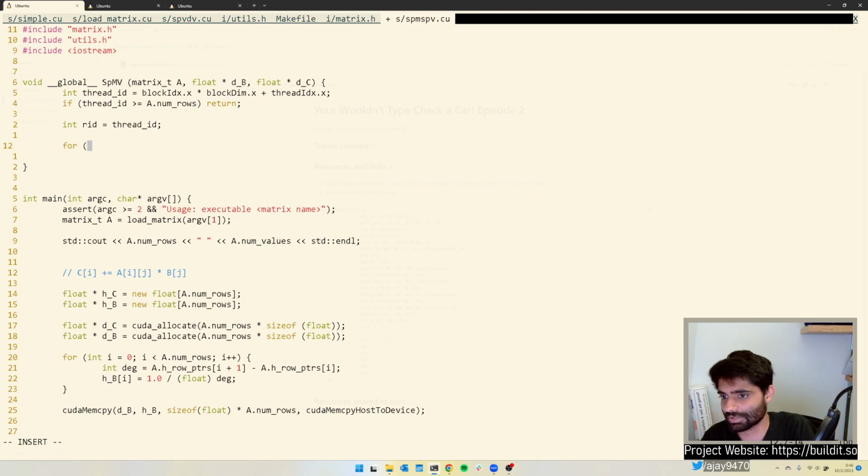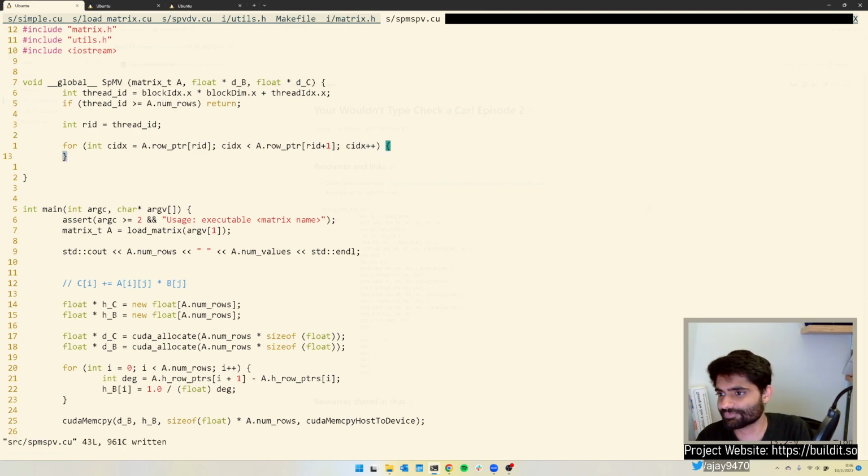So I'm going to say just RID equals thread ID. Then for each of these, I'm going to iterate through all the non-zeros in this row. So how do I do that? In column, so I'm going to say column ID, CIDx equals A dot row PTR of RID. CIDx is less than A of row PTR of RID plus 1, because we want to go through all the non-zeros in this. And then I say CIDx plus plus.